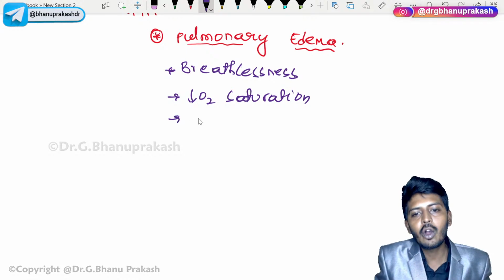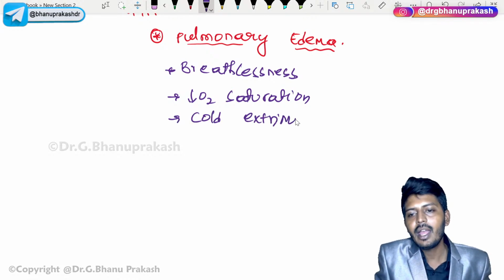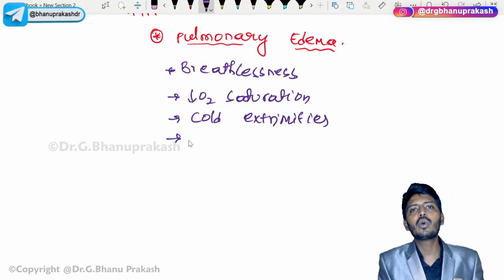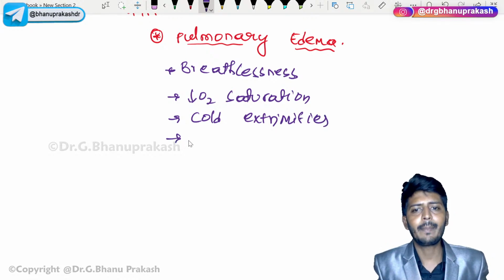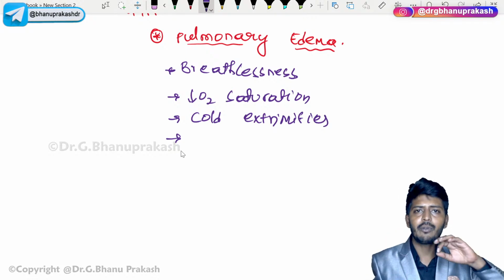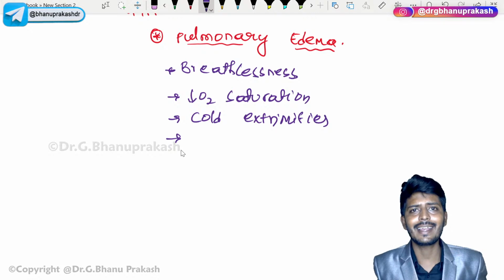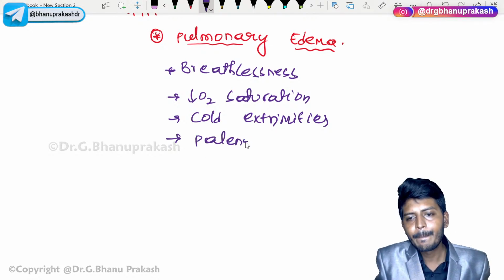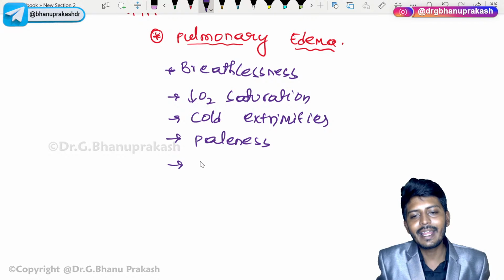Okay, the patient will have cold extremities. This is also very, very important. Apart from cold extremities, what else can the patient have? Remember, the patient will have crepitations. That we'll talk about as clinical signs. Apart from that, the patient will also have paleness. Sometimes there can be a normal or decreased heart rate.